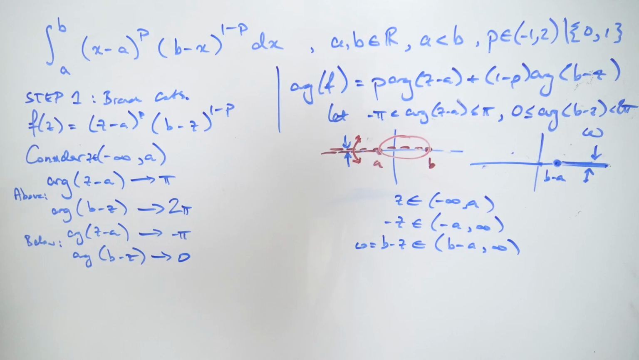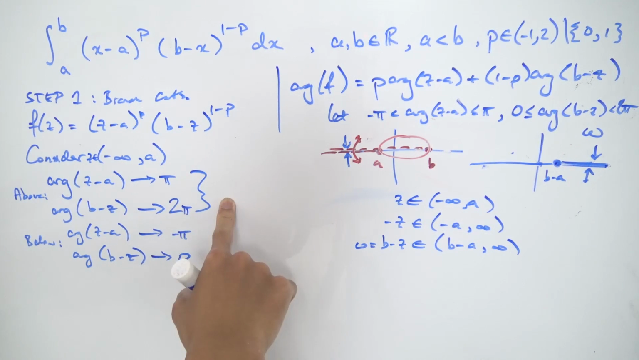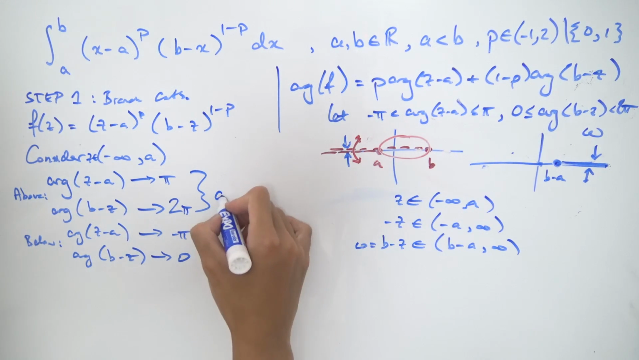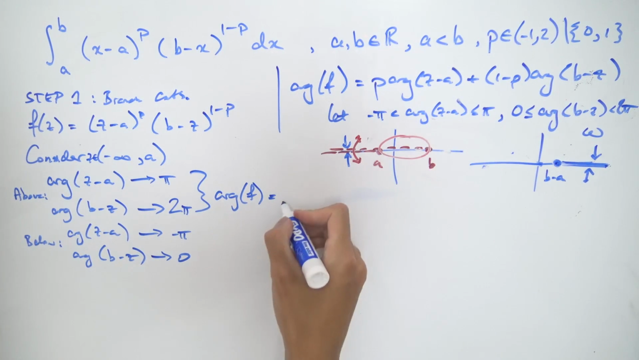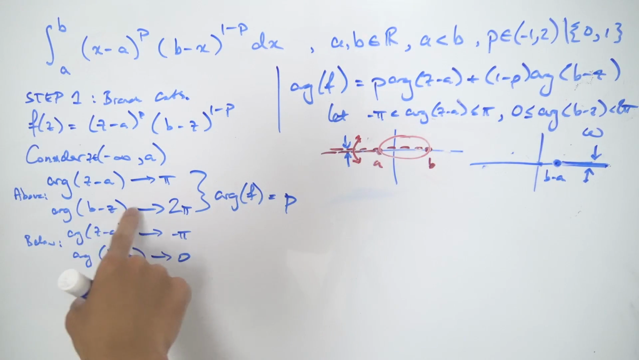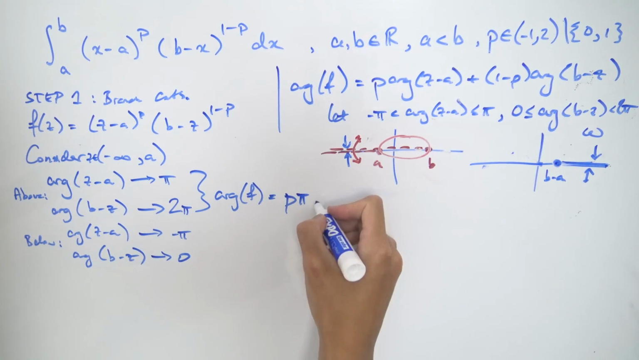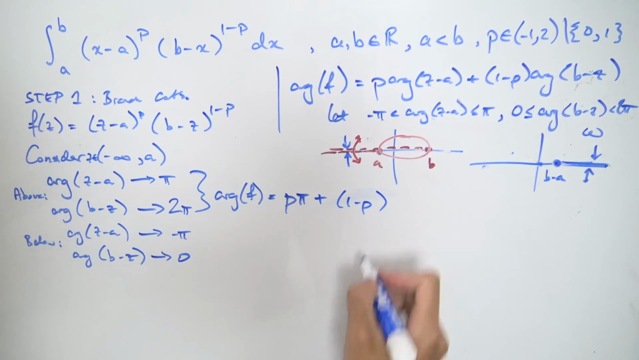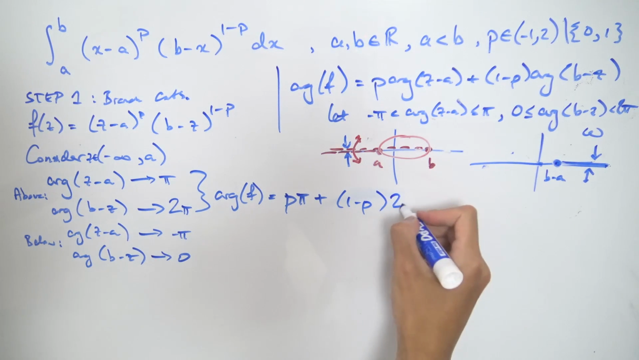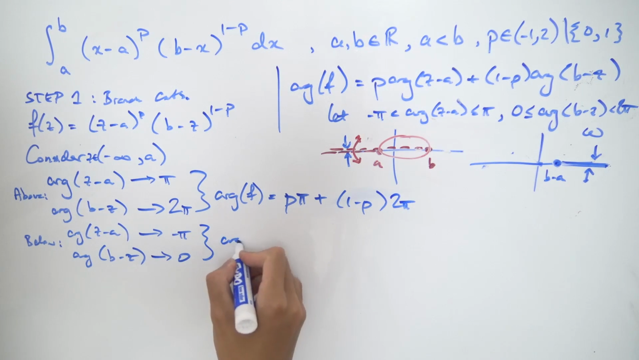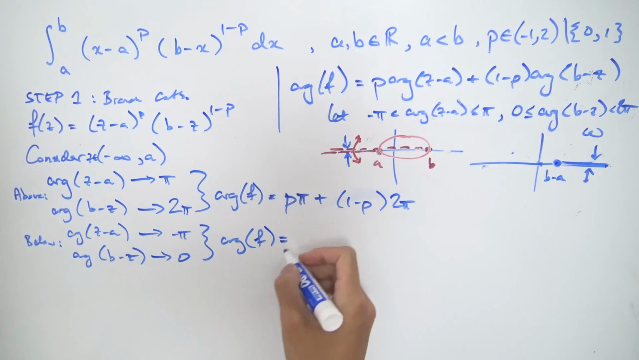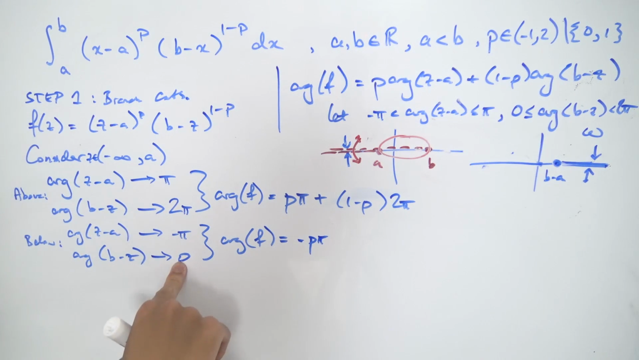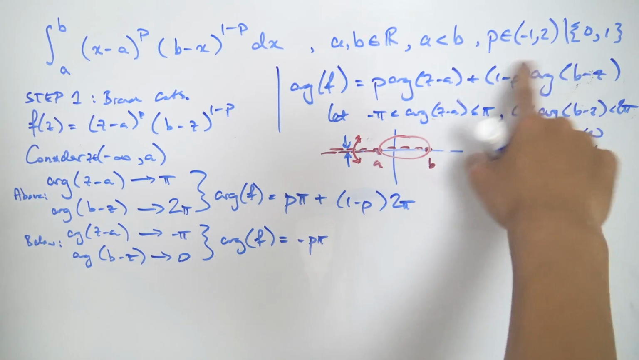All right, so we have all these pieces of information. Let's combine them together. So for the case where a complex number approaches from above on the interval a to b, arg of f will be equal to, let's see, we're going to have p times the arg of z minus a, which is pi, and then we're going to add 1 minus p times the arg of b minus z, which will end up being 2 pi. And then as for below, arg of f will be equal to, well, we have p times arg of z minus a, which is minus p times pi. And then arg of b minus z approaches 0, so that just kills off everything over here.